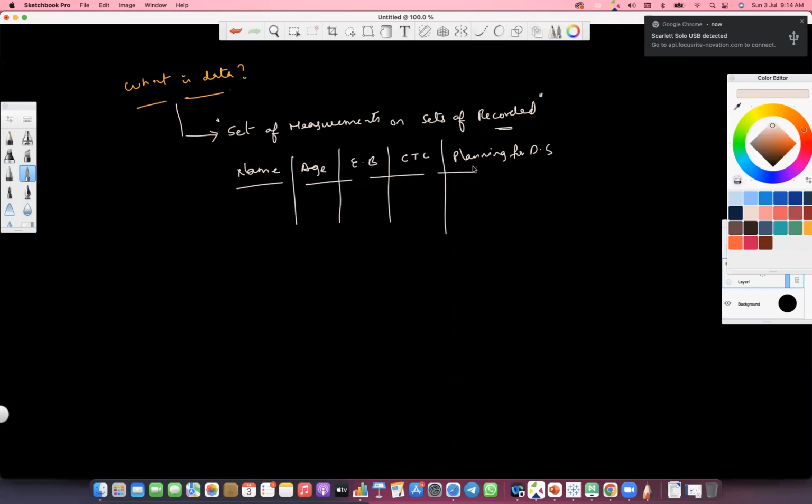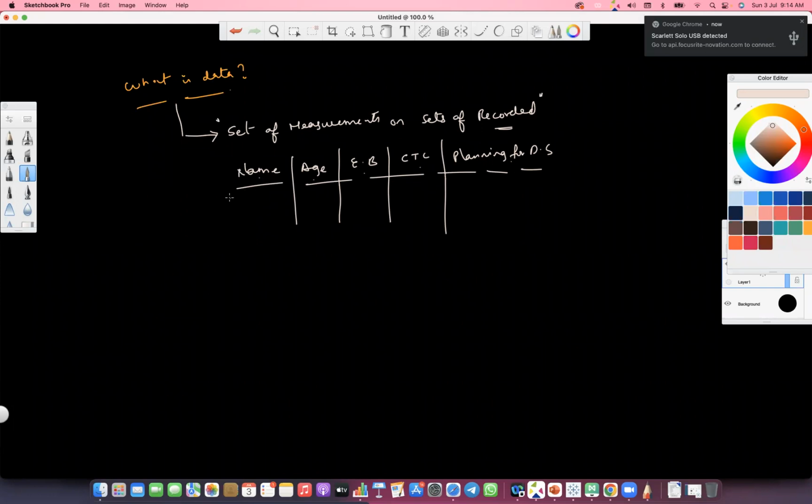Yeah. So we call it a set of measurements. The name, age, educational background, CTC, planning for data science or not, or which company you're working for. All this falls under the set of measurements.